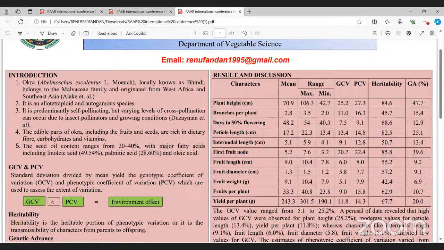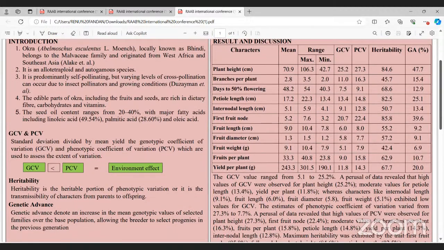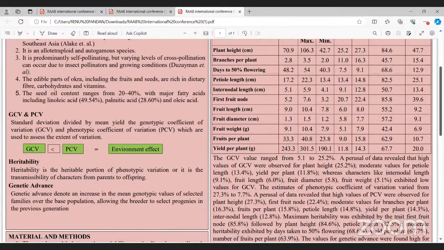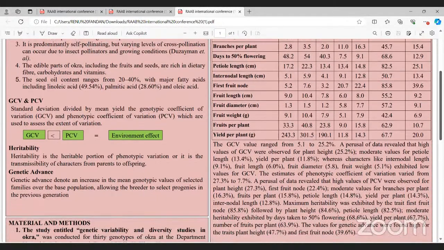First of all, we have to discuss GCV and PCV. Standard deviation divided by mean is the genotypic coefficient of variation and phenotypic coefficient of variation. If the GCV value is lower than the PCV value, then mainly the environmental effect is seen. That means the overall phenotypic effect is seen in the trait of a plant.